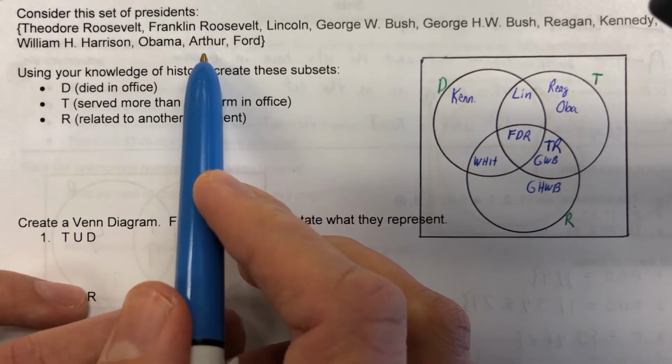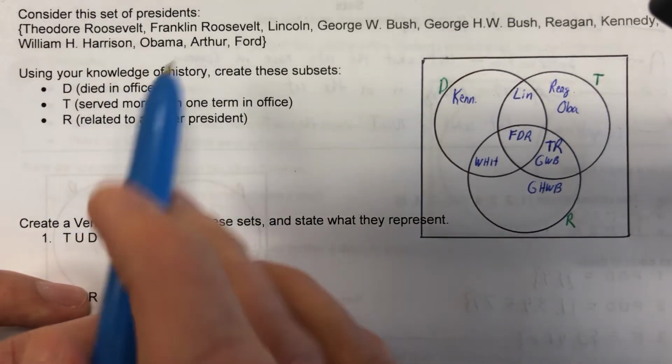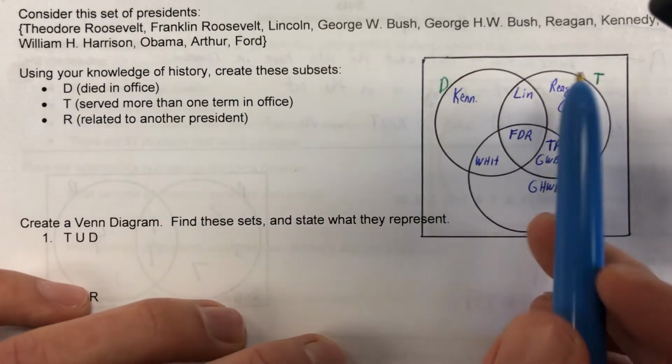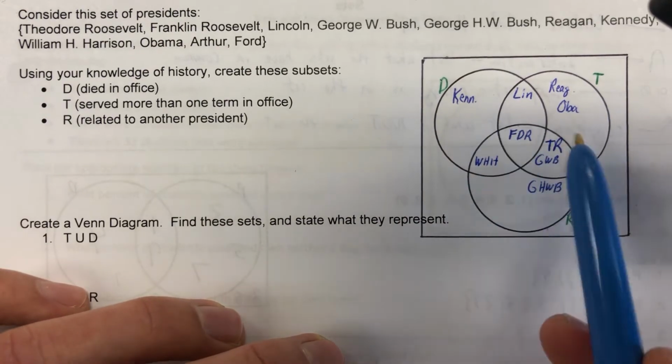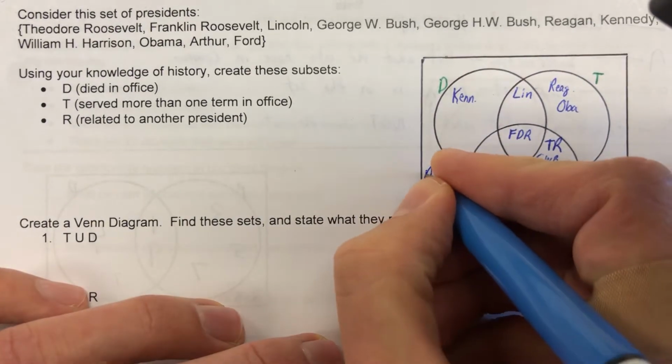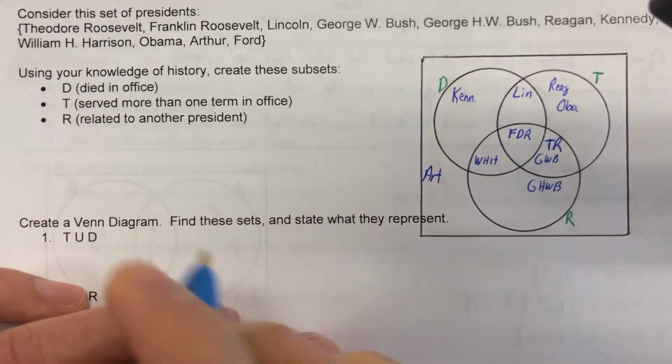Arthur, Chester Arthur. Chester Arthur did not even serve a full term, so he's definitely not here. He did not die in office. He is not related to another president. He is not in any circle, so we have Chester Arthur right here.